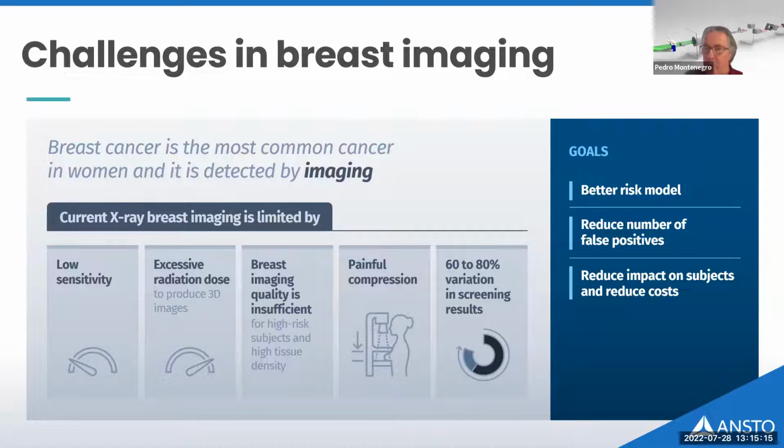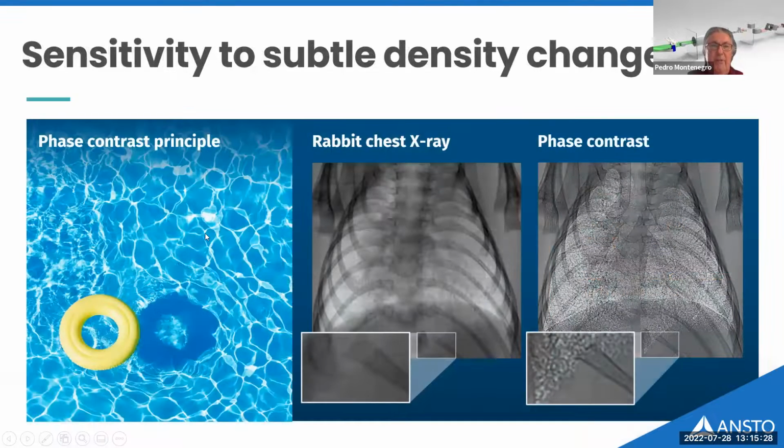So the goals of that project were better risk models, reducing the number of false positives, and reducing the impact on the subject. And of course, if we can do this, there will be less cancer and we can reduce costs. So having a look, what is the magic, if we can say, of using synchrotron light to develop a new technique for breast CT? Well, the magic or the technique is a phase contrast principle. It is illustrated beautifully on the left.